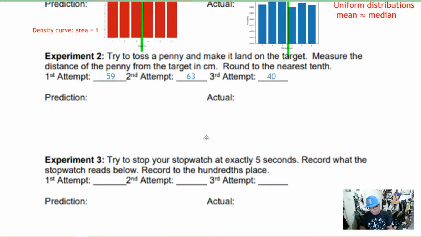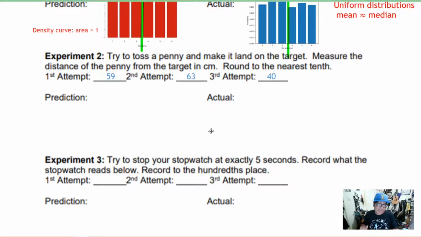So what would we predict this to look like? Well, I'm thinking, first of all, that this person isn't a very good indicator because they were off on all 3 of these. But you would expect a lot of people to be close to the target.